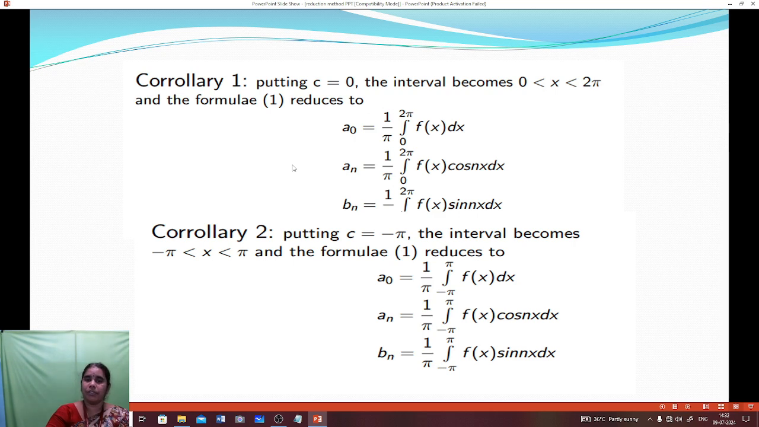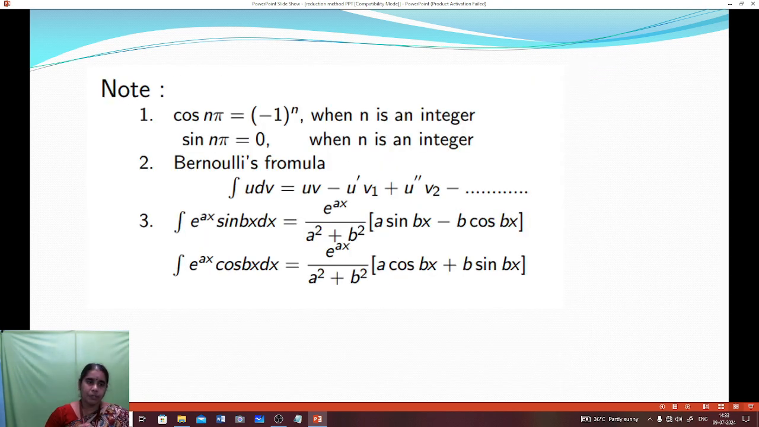By putting c equal to 0, the interval becomes 0 to 2 pi. And by putting c equal to minus pi, our interval becomes minus pi to plus pi, f of x cos n x. That's all.